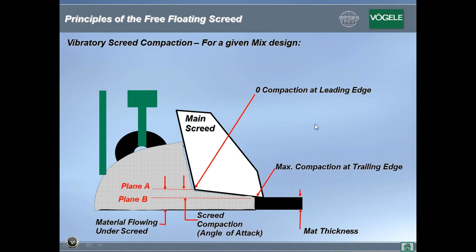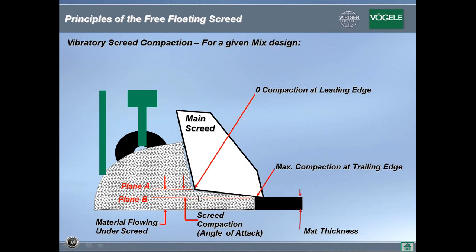So let's take another look at the side view, but now let's look at our different compaction levels at the screed. At the leading edge, which is the shear point, that's the first point of contact with the head of material as the screed moves forward, you have zero compaction. And then, of course, the trailing edge, which should be the last point of the screed plate contacting the material, is where you have your max screed compaction.